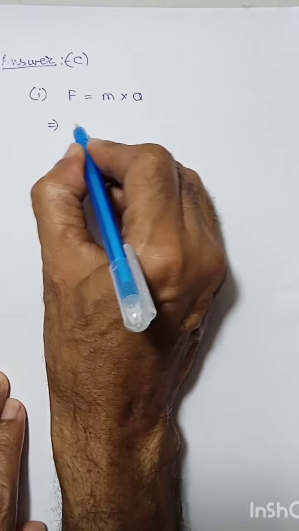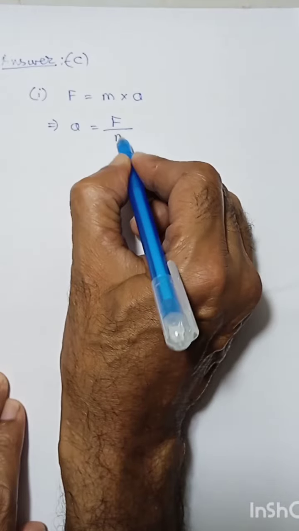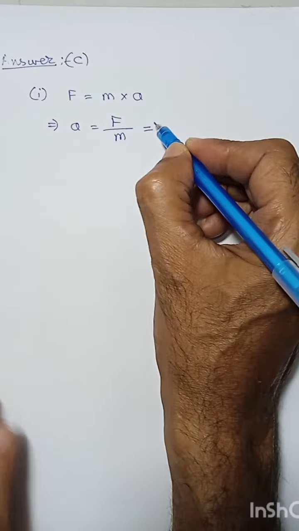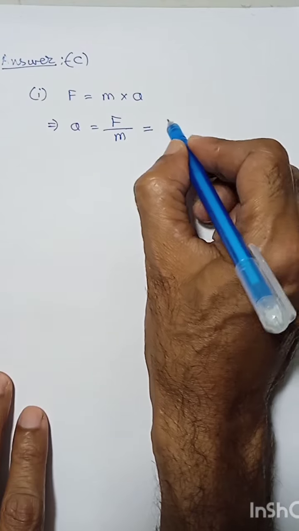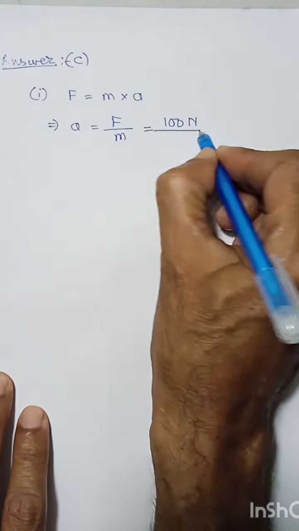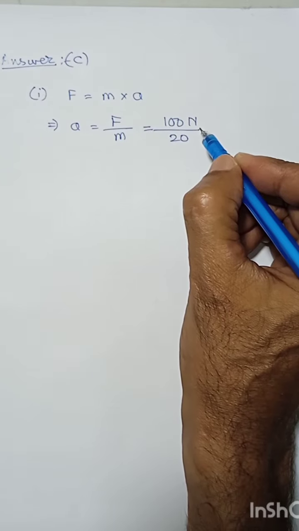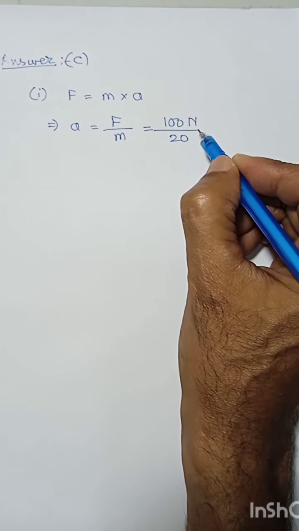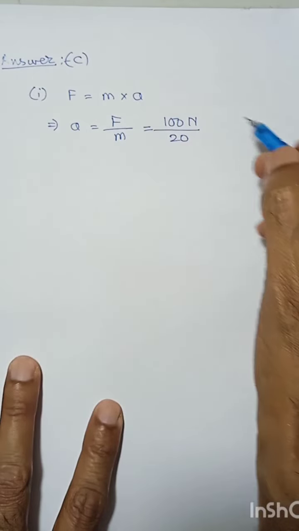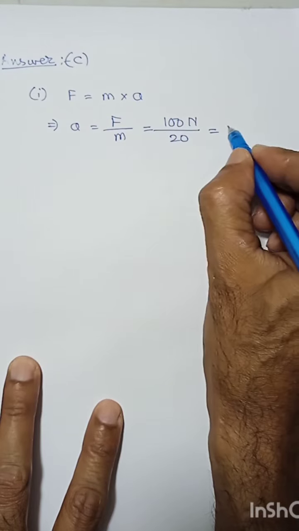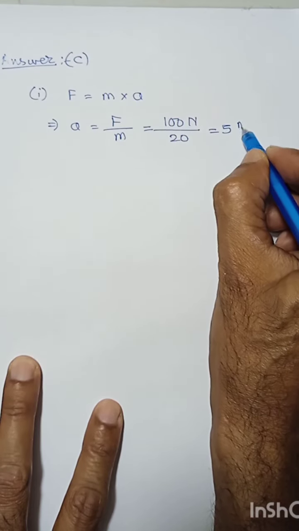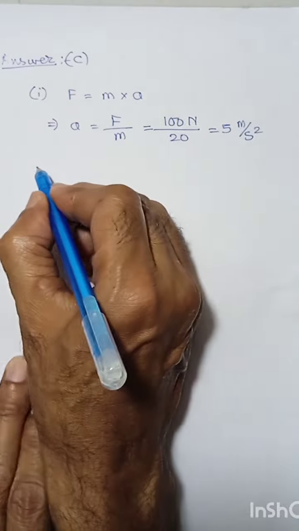Therefore, acceleration is equal to force by mass. Force is given in the question, force is 100 Newton and mass is 20 kg. So ultimately it comes to 5 meter per second square. This is the acceleration.